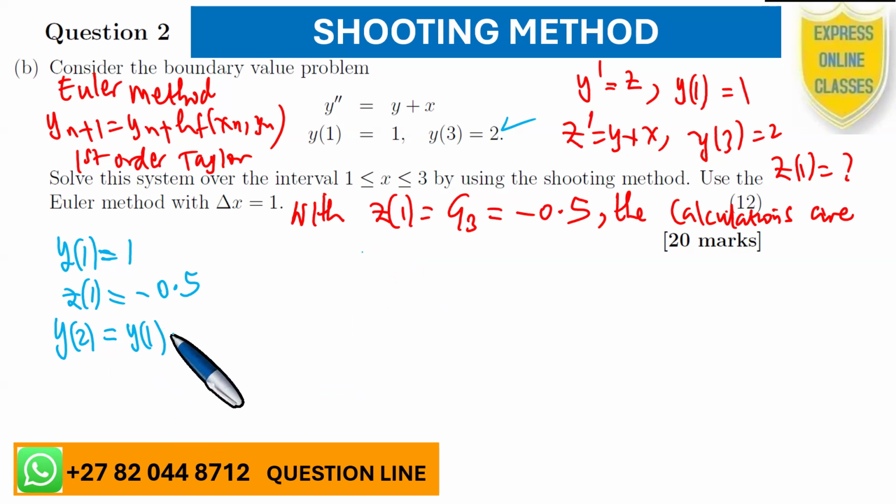Right, so now you have y1. Y2 is y1 plus h, but this h here we call delta x. You see, in this module we are flexible, and then now we have f(x1, y1), which goes with exactly x1, y1.